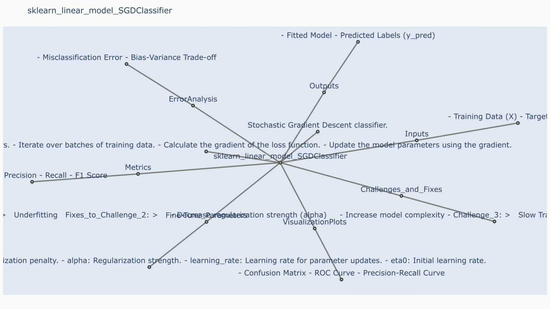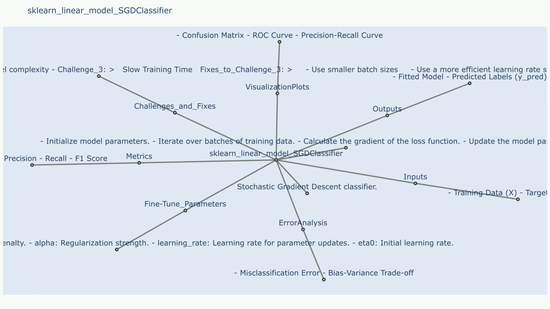Challenges and fixes. Challenge 1, overfitting. This occurs when the model learns the training data too well, resulting in poor performance on unseen data. Sample use case: a model trained on a small dataset might overfit and struggle to generalize to new samples.